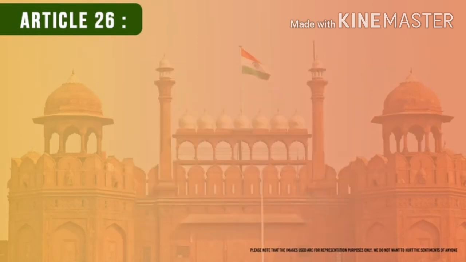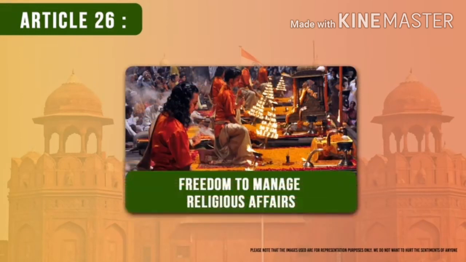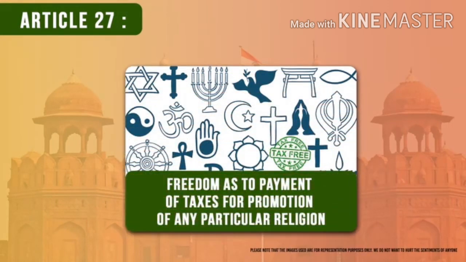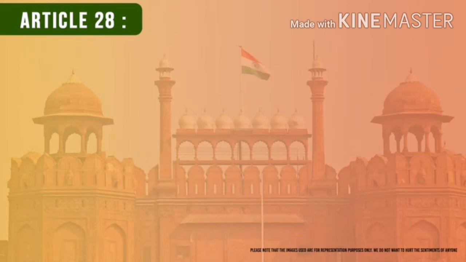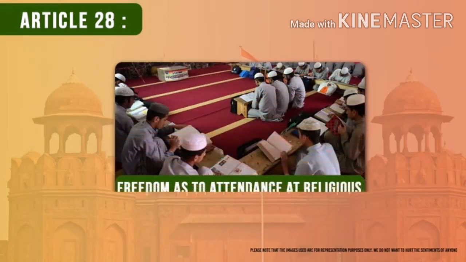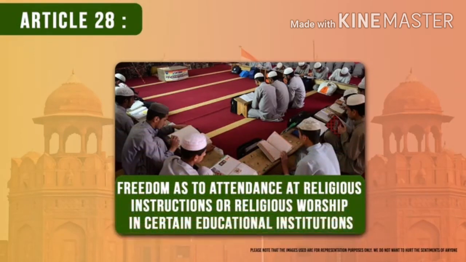Article 26, freedom to manage religious affairs. Article 27 provides freedom as to payment of taxes for promotion of any particular religion. Article 28 provides freedom as to attendance at religious instructions or religious worship in certain educational institutions.